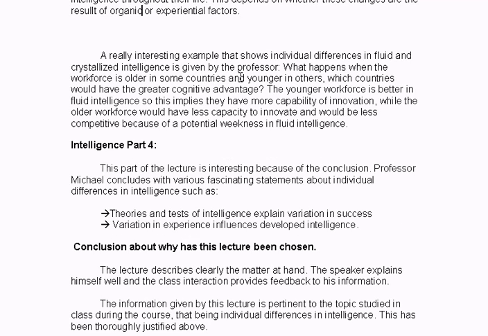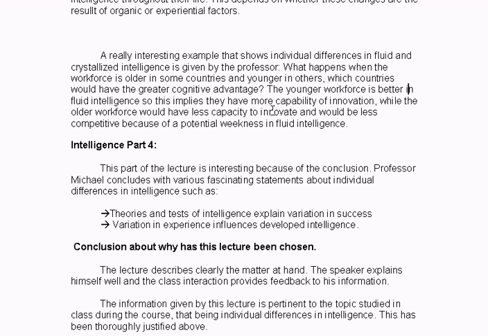A really interesting example that shows individual differences in fluid and crystallized intelligence is given by the professor. What happens when the workforce is older in some countries and younger in others? Which countries would have the greater cognitive advantage? The younger workforce is better in fluid intelligence.